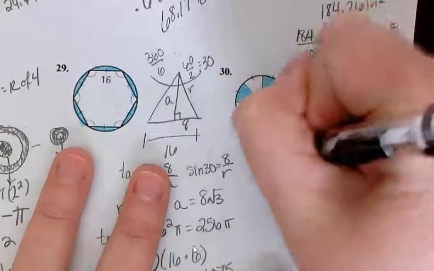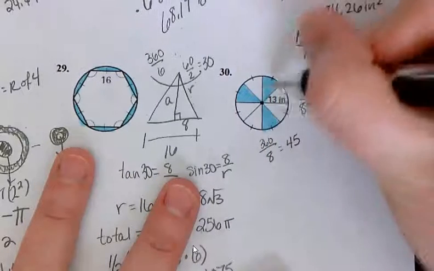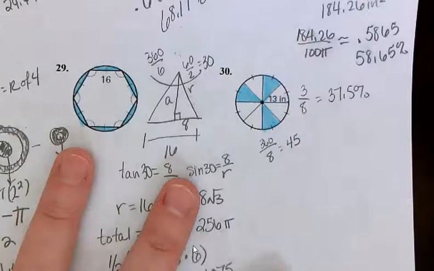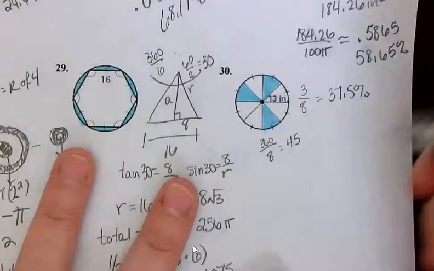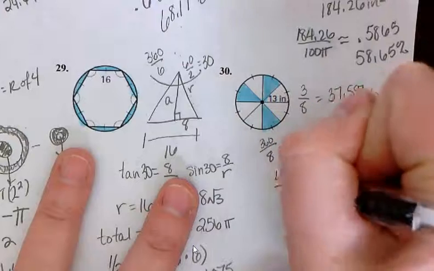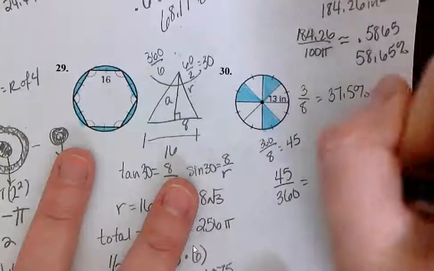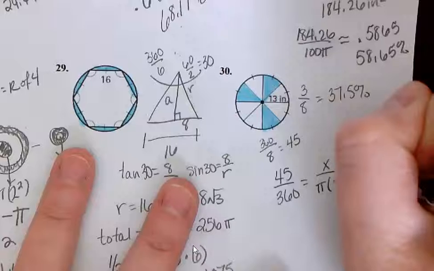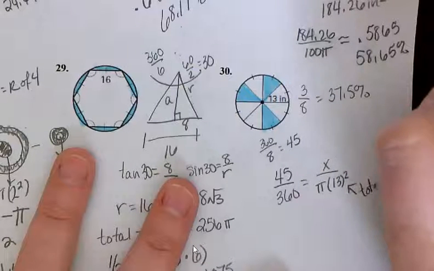So 360 divided by 8 equals 45. So each one of these arcs has a measurement of 45 degrees. So what I'm going to do is find the area of one sector, then multiply by 3, and then divide by the total area. So 45 divided by 360 equals x over pi times 13 squared. This is my total area.